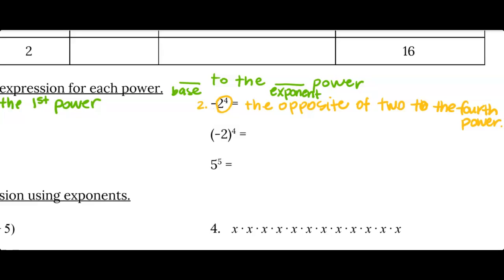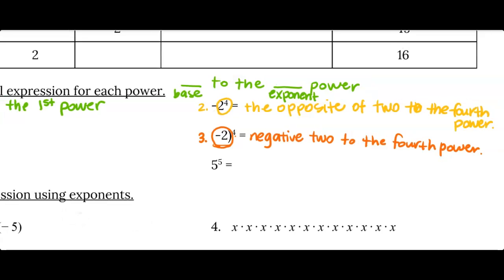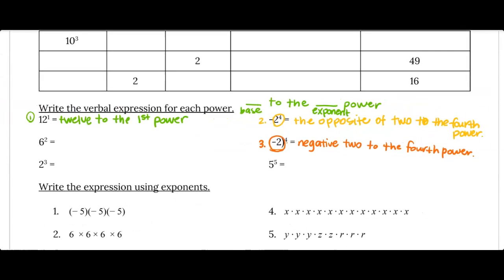And that's different from this one below it, number 3, that has the negative in the parentheses. The parentheses means everything in the parentheses is raised to the 4th power. So this one would be written negative 2 to the 4th power. So the exponents are very important in these examples. So make sure that you're paying attention to what is being raised and what is not. The rest of these 3 will also be part of your practice.